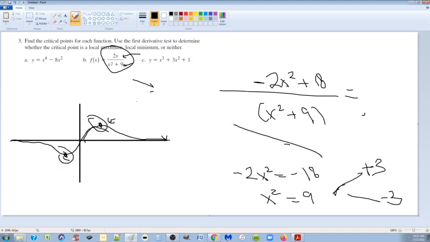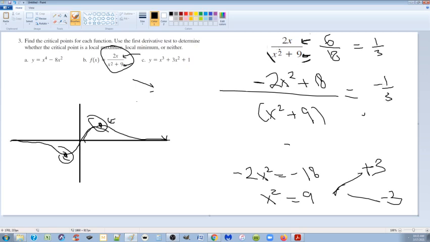Now I go back and take positive 3 and put it in the main equation. And I get 6 over 18, which is roughly 1 over 3. Just make sure my math, yeah. And it'll be the same for the negative 3, except it'll be negative, because that squared will be the same, and this will just become negative. So I'm dealing with the points minus 3 comma negative a third, and positive 3 comma a third.